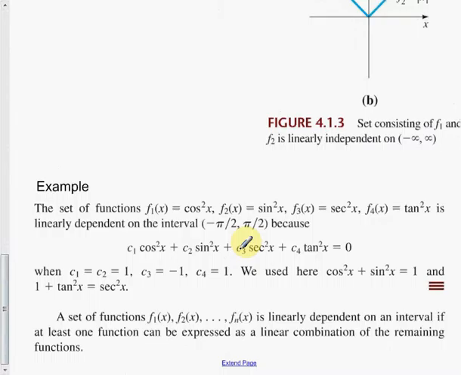But not all the constants are 0. See that? C1, C2, they're numbers. C3, C4, they're numbers. So since they're numbers and they're not 0, these functions, sine square, cosine square, secant square, tangent square, are said to be linearly dependent.